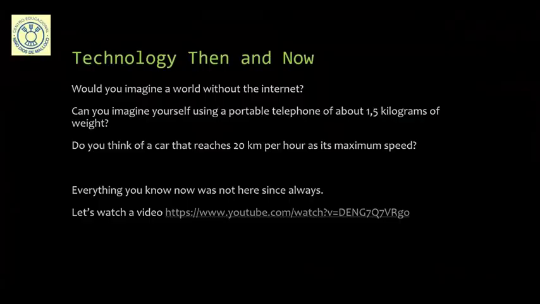Well, things haven't been the same since always. They were different then, and they are different now. Have you ever heard about floppy disks?